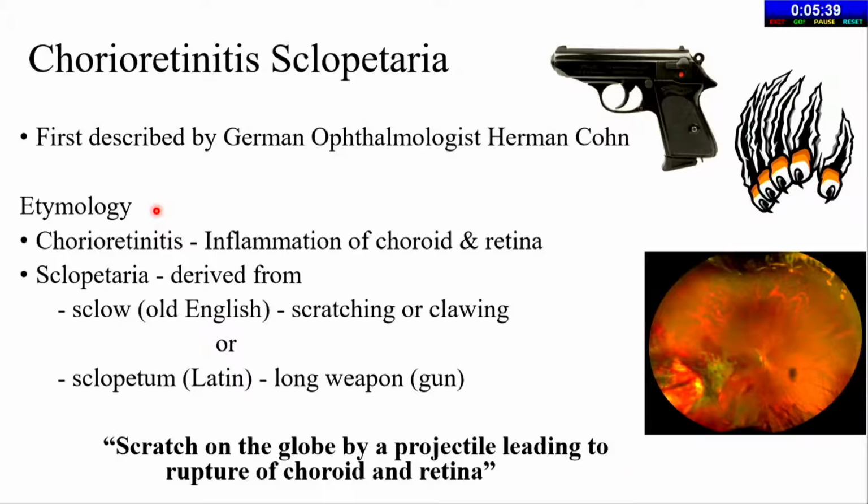Now, let us understand the meaning of the words chorioretinitis and sclopetaria. As we all know, chorioretinitis means there is inflammation of choroid and retina. The word sclopetaria is derived from two words. Sclo in Old English means scratching or clawing, and sclopetum in Latin means a long weapon like a gun. So, basically, chorioretinitis sclopetaria means that there is a scratch on the globe by a projectile leading to rupture of choroid and retina. This is a fundus image of chorioretinitis sclopetaria.